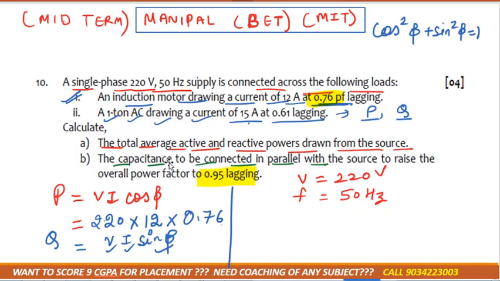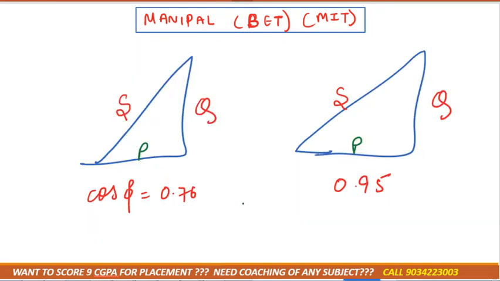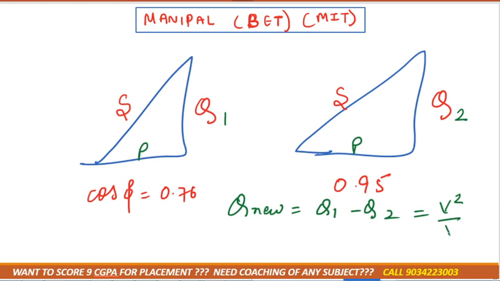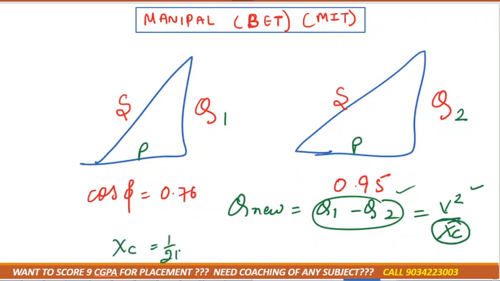And then what they ask, capacitance. Again we'll do the same thing, like this is Q1, this is Q2, so Q new would be equal to Q1 minus Q2, that is equal to V square by Xc. We can get Q1, Q2, voltage is already given, then from that we'll get Xc. Xc is equal to 1 by 2 pi fC, so from here we'll get capacitance.